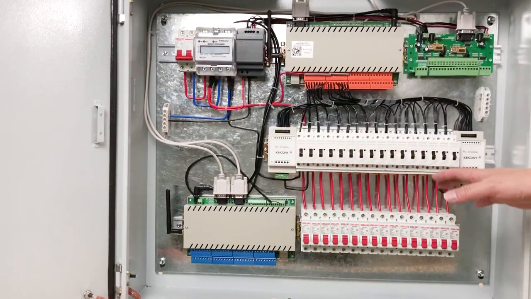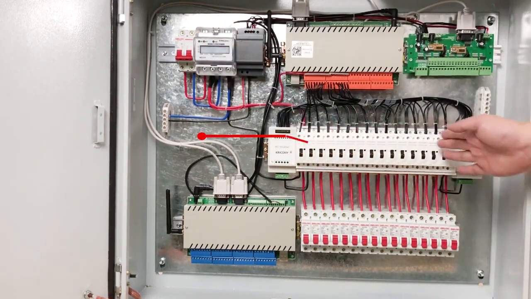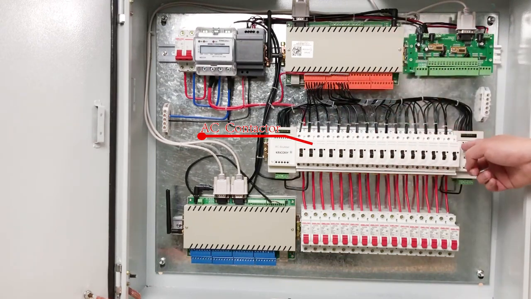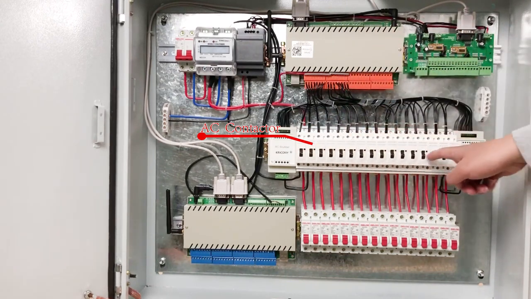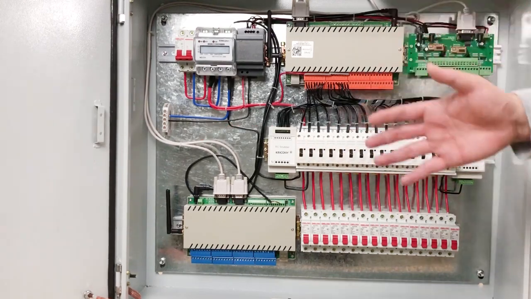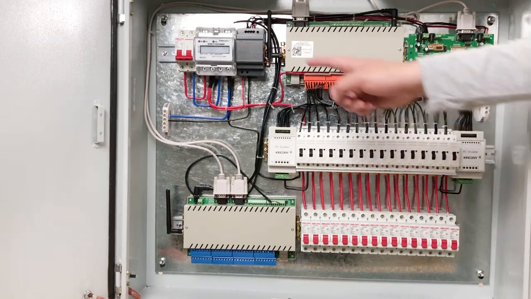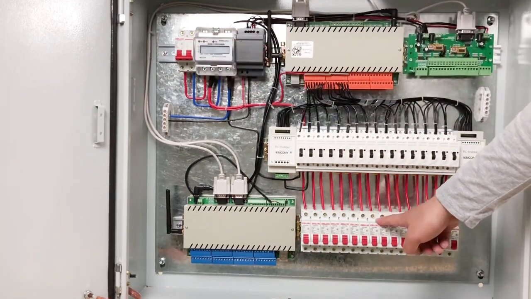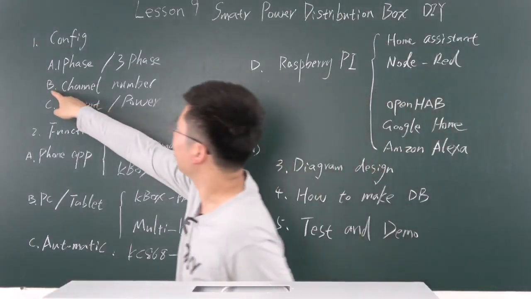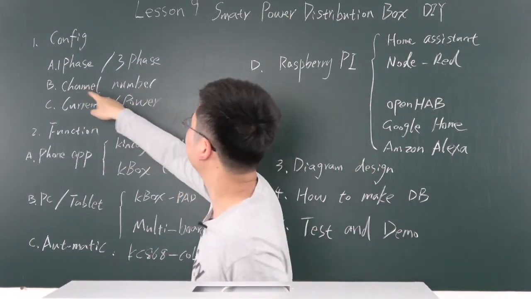And this is for the single phase output. If you want a 3 phase output, you just change the AC contact. So the difference between single phase and 3 phase is just the brick and the AC contact. And this is the B option, the channel number.